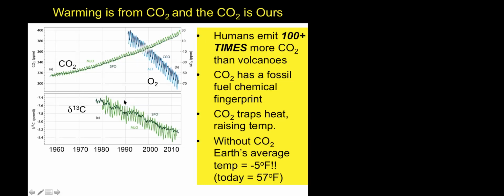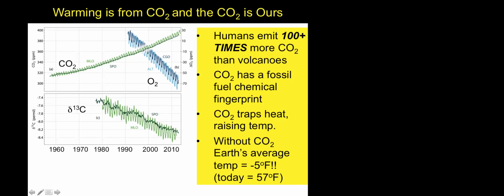If it was from volcanoes, then we would not see this isotopic change, and we would not see this oxygen change. And do not get alarmed by this drop in oxygen. It looks quite dramatic here, but these are very, very small amounts of oxygen decline. There is plenty of oxygen in the atmosphere. We don't have to worry about suffocation.